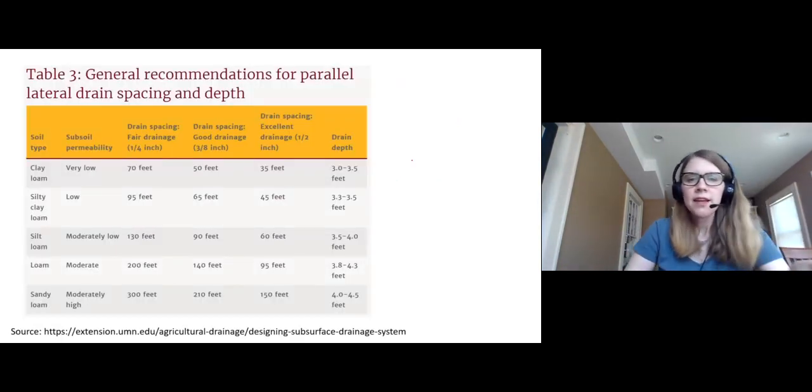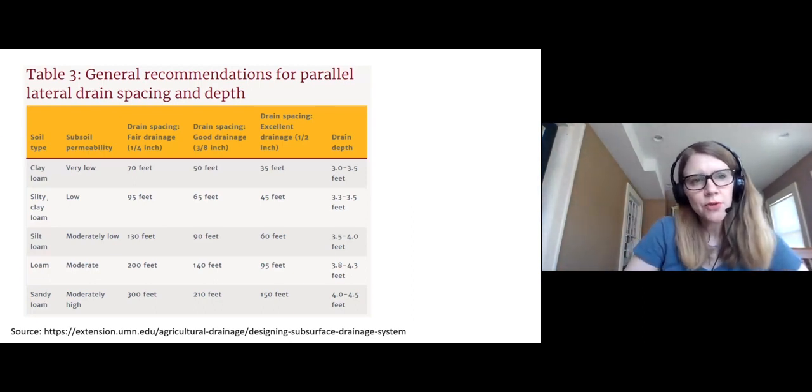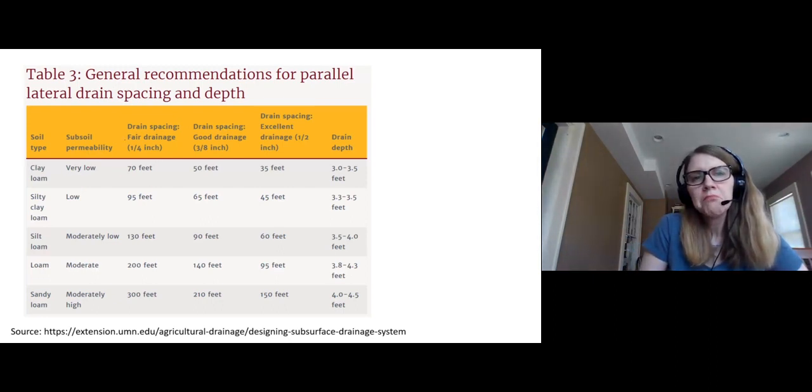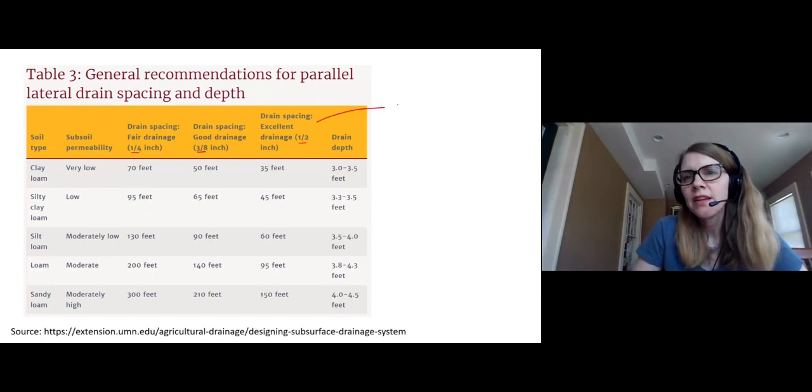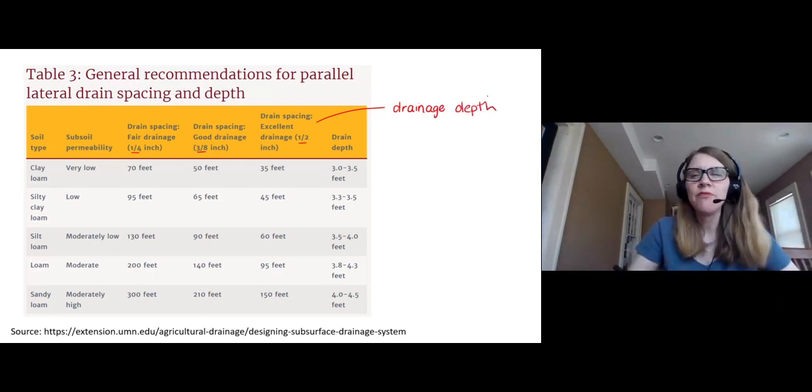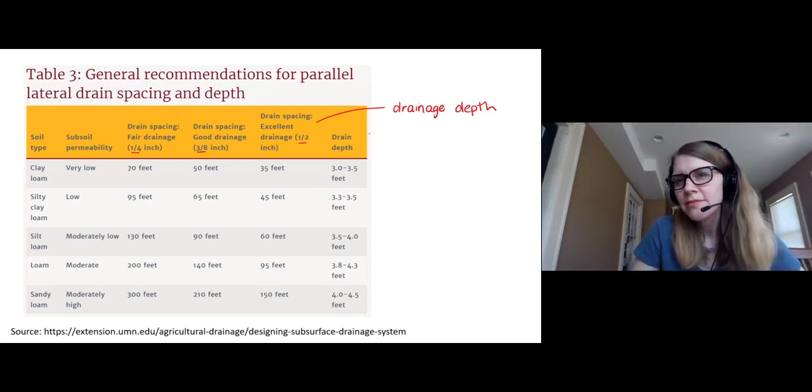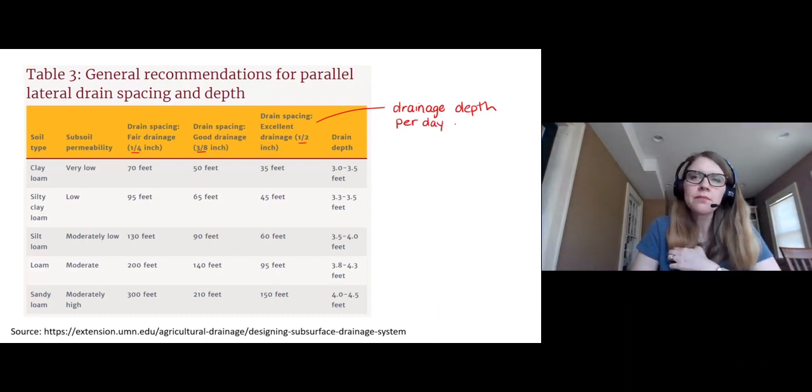So this is an example from an extension publication at the University of Minnesota that breaks it down into major soil type classes, clay loam through sandy loam, and looks at, okay, if you want sort of middling drainage, this 1/4 inch, 3/8 inch, and 1/2 inch is effectively a drainage depth per day. That's actually a drainage amount, volume per unit area per day. And we'll talk a little bit more about this in a sec.